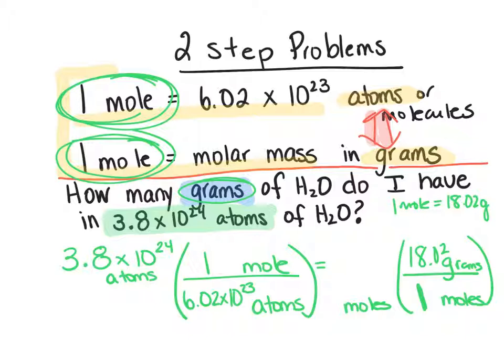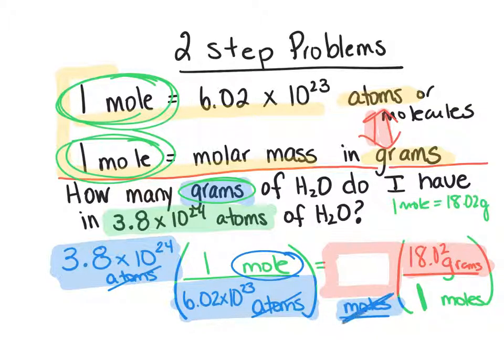So whatever answer I get from the first step, where I'm taking 3.8 times 10 to the 24th, and dividing it by 6.02 times 10 to the 23rd, that's going to give me my answer in moles. Then I'm going to take this answer in moles and multiply it by 18.02. That right there is going to have me cancel atoms to get to moles, and then cancel moles to get to grams. And my answer will finally be in grams then.